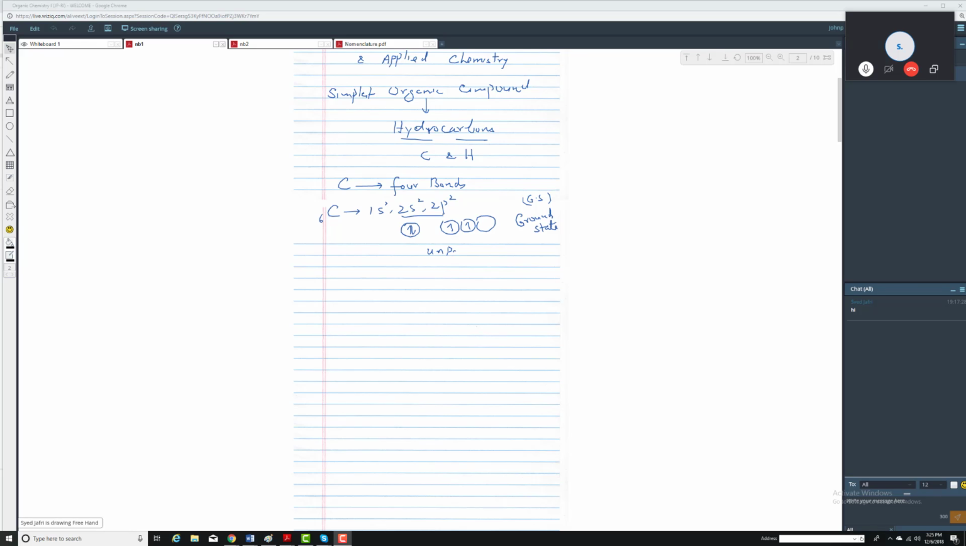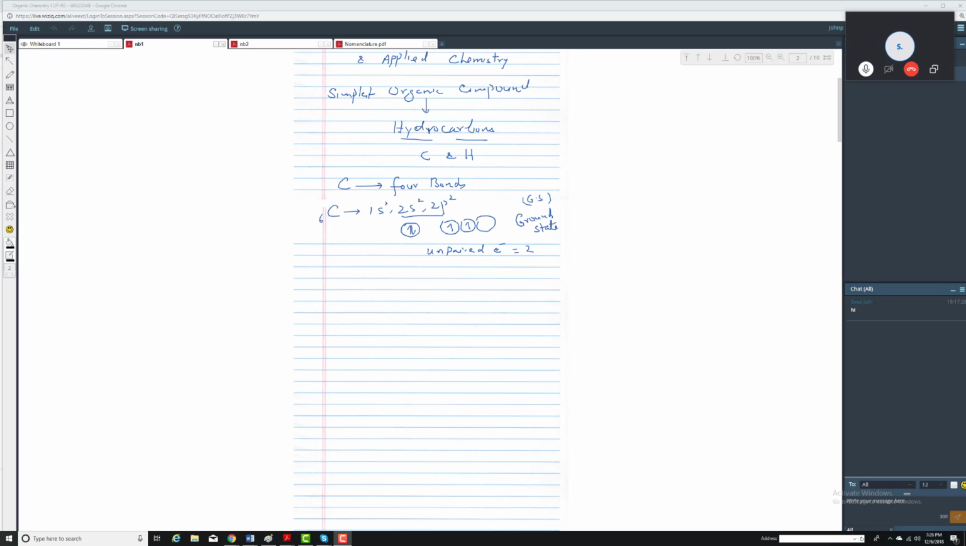Right, 2 unpaired. So the number of unpaired electrons is equal to 2. The number of covalent bonds formed by any atom depends on the number of unpaired electrons, the number of single electrons. So we have 2, it means carbon can make how many bonds? 2 bonds, okay, in the ground state.